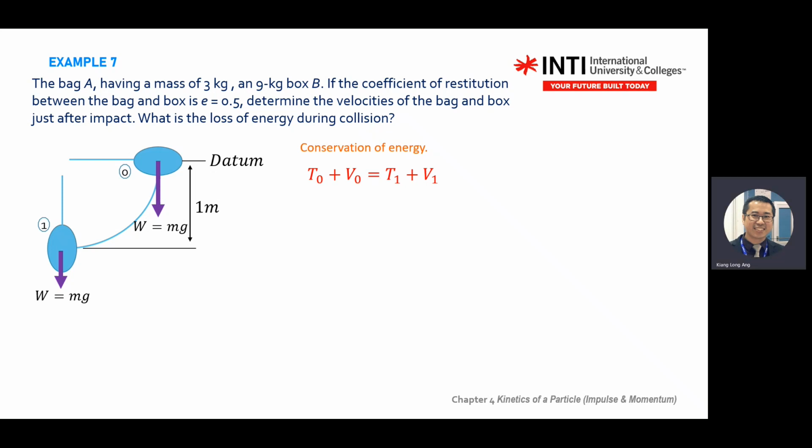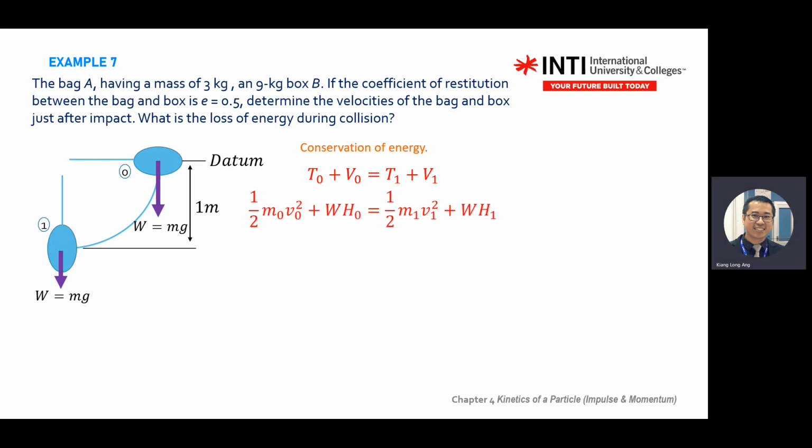mgh. So what is the h before? 0. H is 0 here. Then after mv2, mv1 is here, velocity at here. You need to find the velocity before impact. The potential energy, mgh, h is -1. In this case, go down negative.